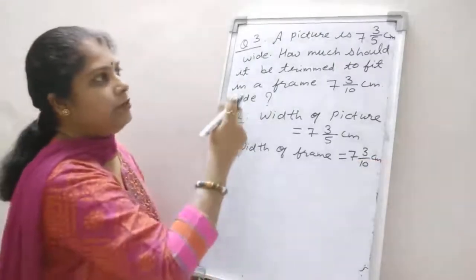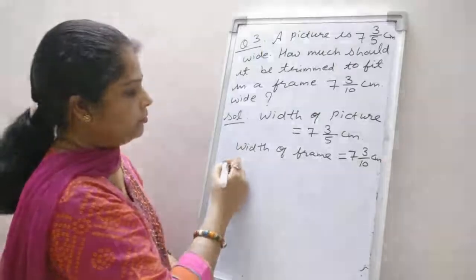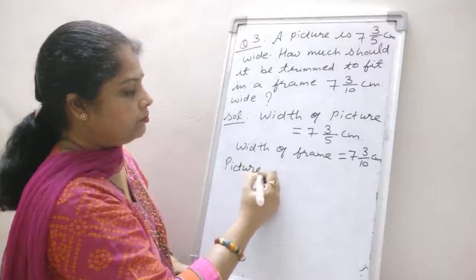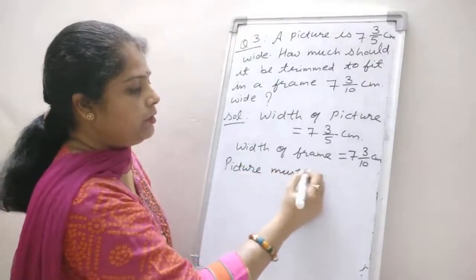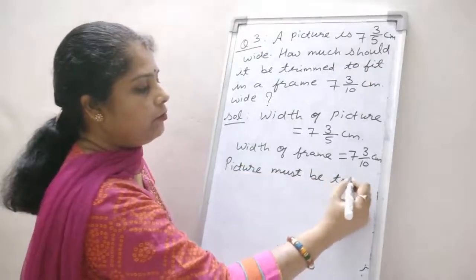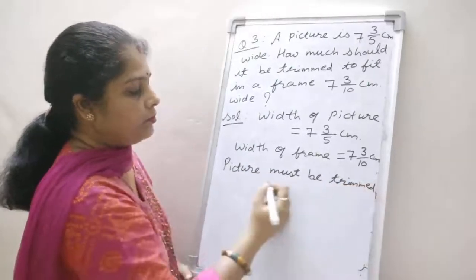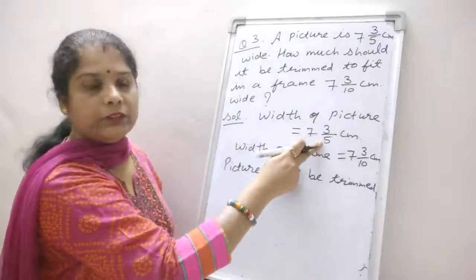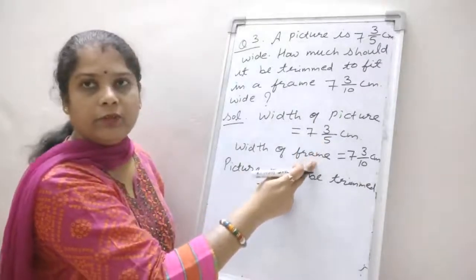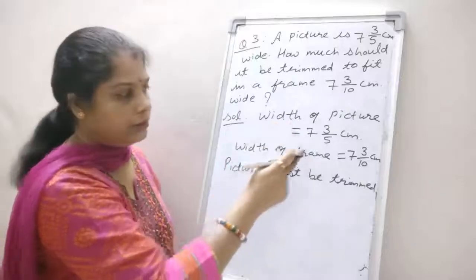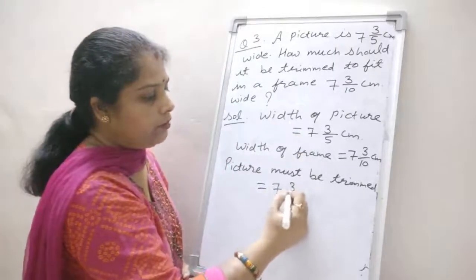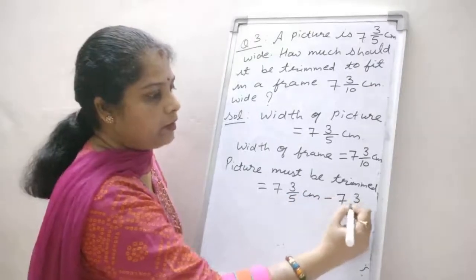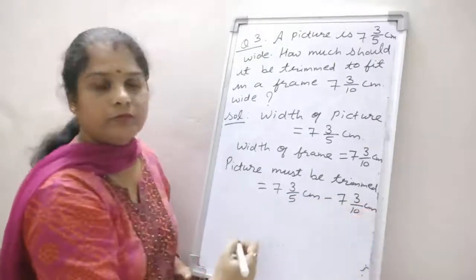Now the third line will be picture must be trimmed equals to, here the width of the picture is greater than the width of the frame because we have to cut out the picture. So 7 3 by 5 is the greater number and minus 7 3 by 10 is the smaller one.